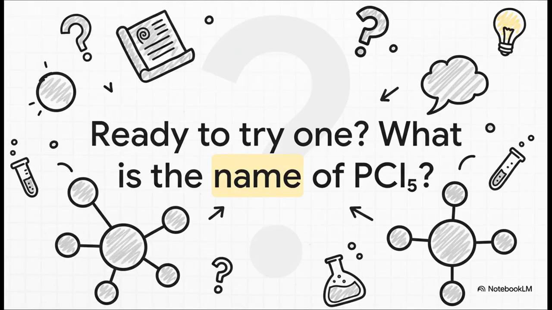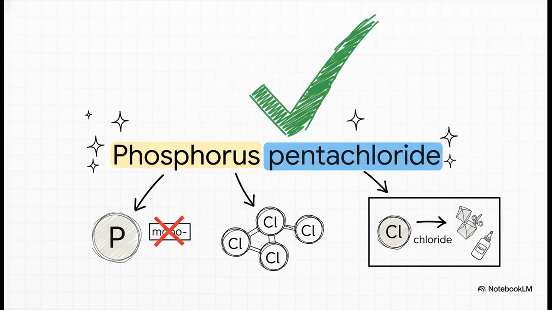All right, your turn. Time for a little pop quiz to see if you've got it. What is the name of PCl5? I'll give you a second to think about it. You've got 1 phosphorus and 5 chlorines. What's that prefix for 5 again? Did you get it? It's phosphorus pentachloride. Penta is our prefix for 5, and chlorine becomes chloride. And notice, we didn't say monophosphorus, right? Because we skipped mono on that first element. You nailed it.